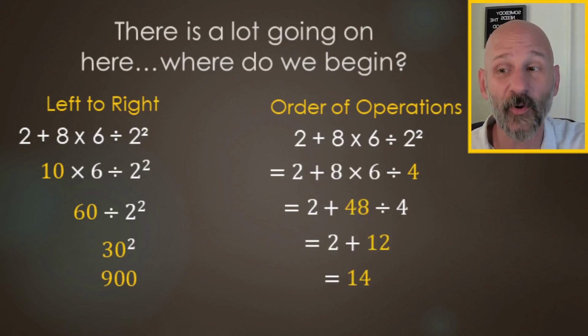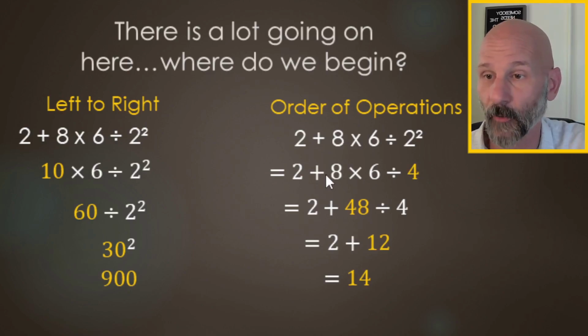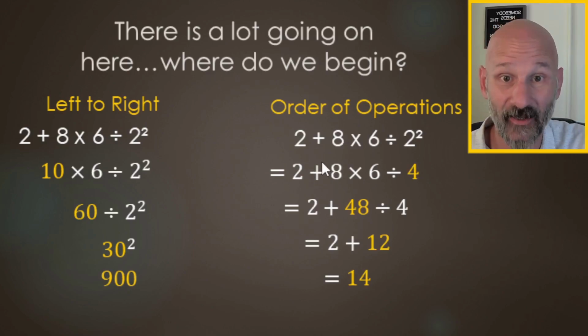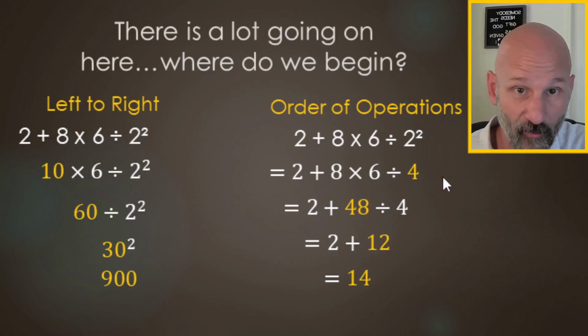In this case here, exponents are going to go first. So I'm going to do the 2 squared first, and that's going to make a 4. Then we do multiply divide next, okay? Left to right. So we're going to do the plus last. Plus minus goes last. Multiplication comes next, right? Left to right, multiply divide.